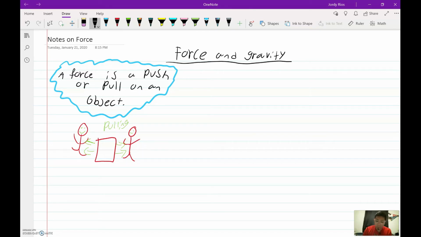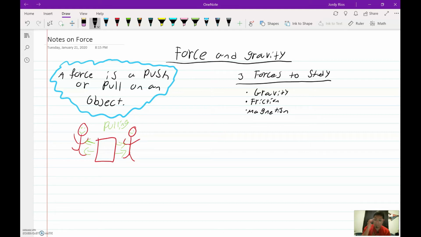Now, a force is a push or pull on an object, and we have the most common three forces to study in 4th grade. The first one is gravity. The second is friction, and the last one is magnetism.